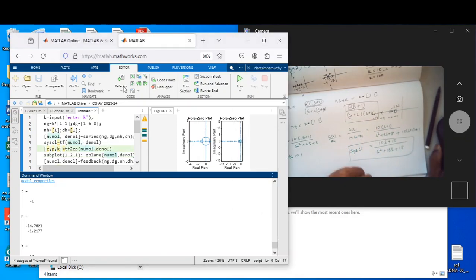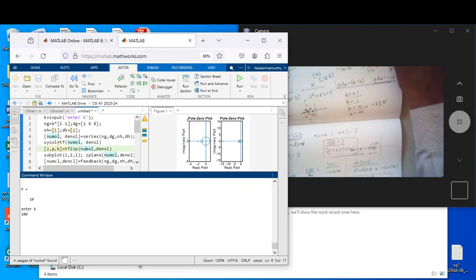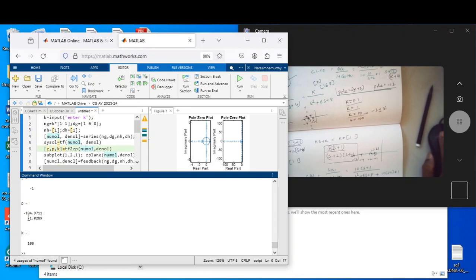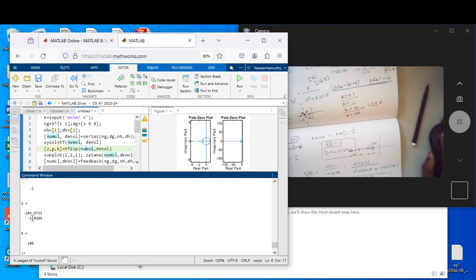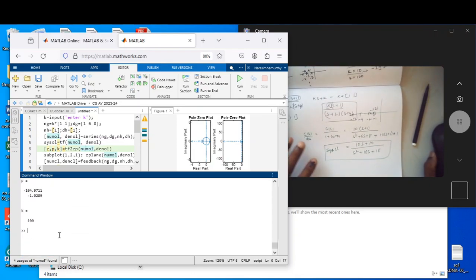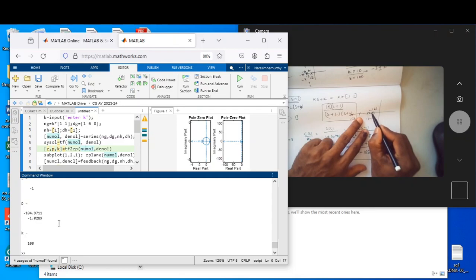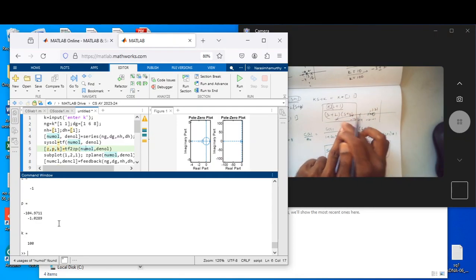Let me increase the value of k to a bit larger value. Let me enter the value of k now as 100. As I increase the value of k to 100, this is my closed loop transfer function. It is now 100s plus 100. Now it is 106 s square plus 106 s plus 108 is the denominator. The roots of this are giving poles at minus 104 and minus 1 point something. You can see now this is going very close to minus 1, whereas this is moving too far away.